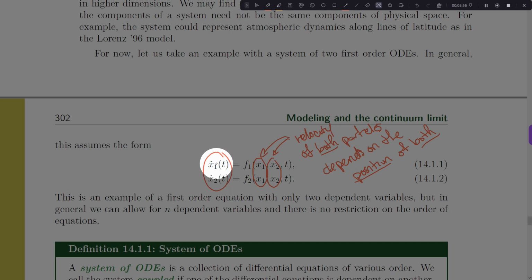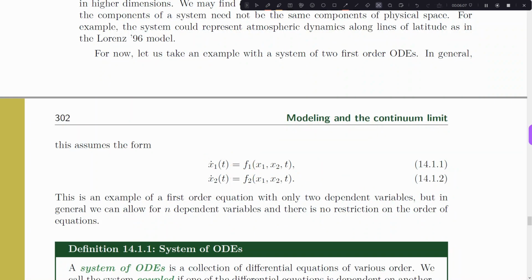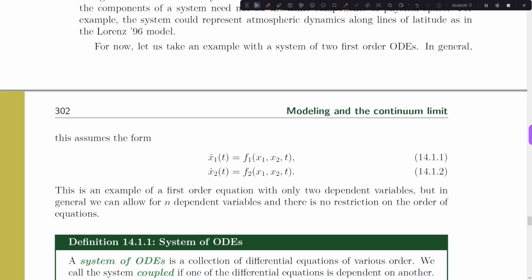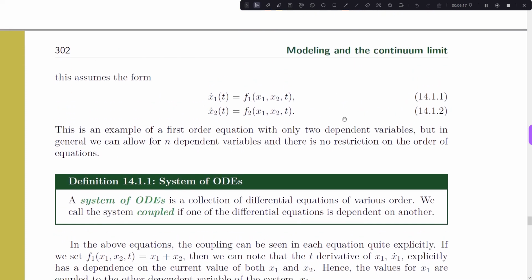So the velocity of particle 1 is some interaction of particle 1 and 2 modeled by f, and the velocity of particle 2 is an interaction of 1 and 2 modeled by a different f. And there's nothing special about just having two particles around. We can have a lot of particles. So we could jump up to any number.